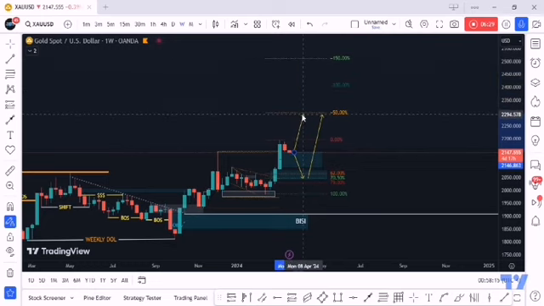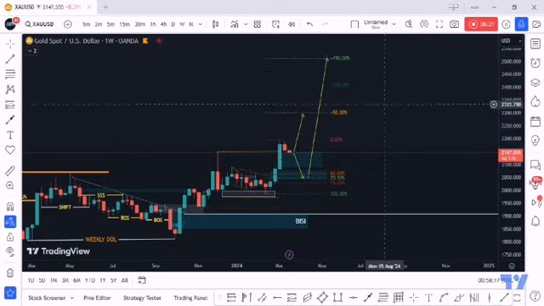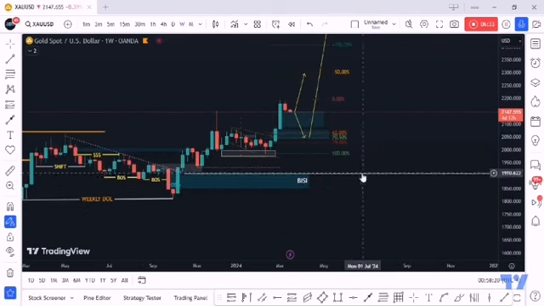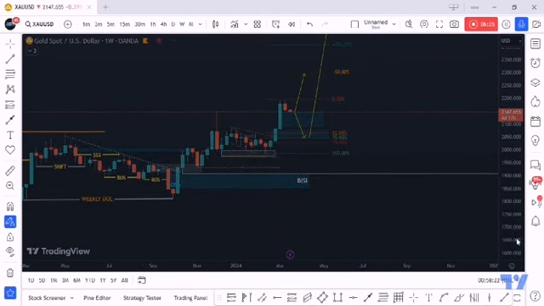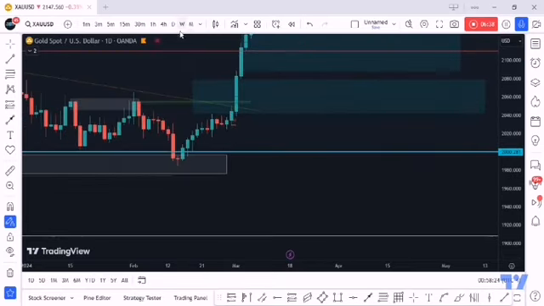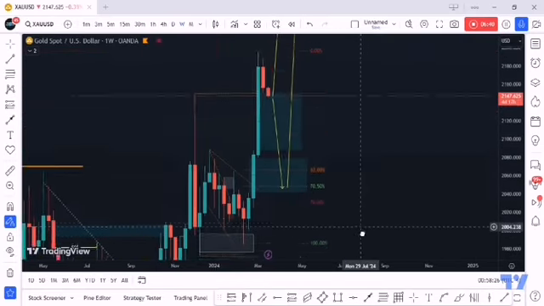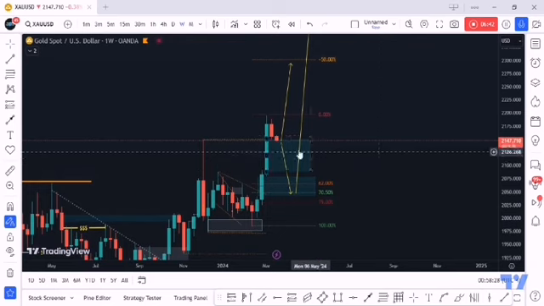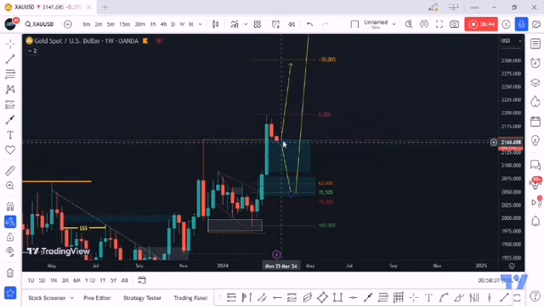So let's wait and see how our price is going to play over these next few days, especially this week. Potentially we need to see this weekly candle. We are going to get a big move. We could see this weekly candle get a nice wick over here.